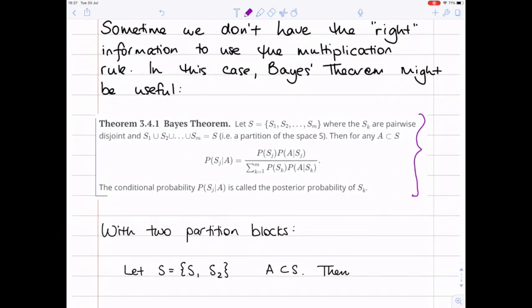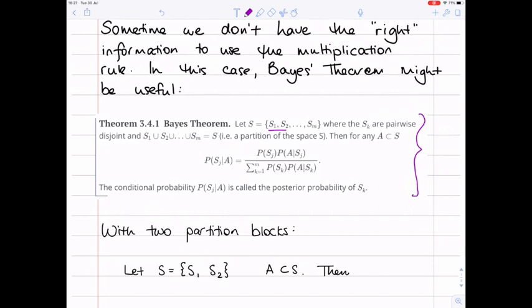So let's just read through what it says. Let S, in our case, we're just going to have S1, S2, be a partition. So our S1 and our S2 are partitioning our sample space.